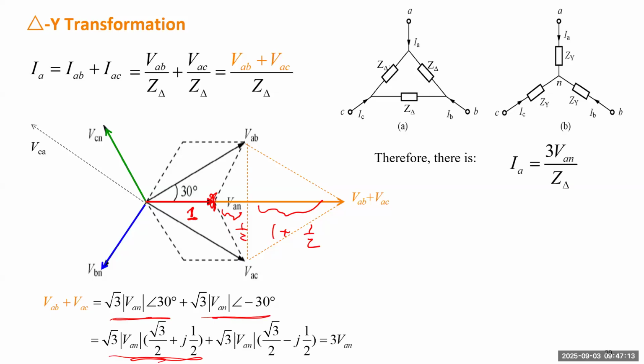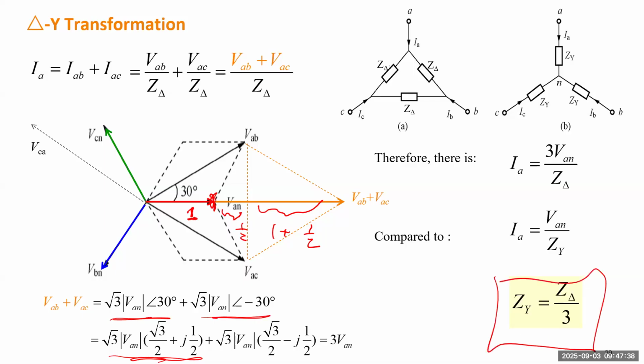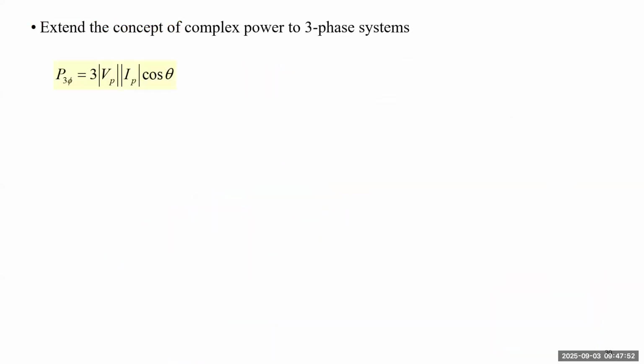So we know the line current is just 3 times the phase voltage divided by the load on each delta connected phase. For Y connection, it will simply be the phase voltage divided by each phase impedance. So if we want to change the delta connection to Y connection, we simply divide each delta connected load by 3, and put it on each phase of the Y connected load. We're going to use this formula to finish some calculations.